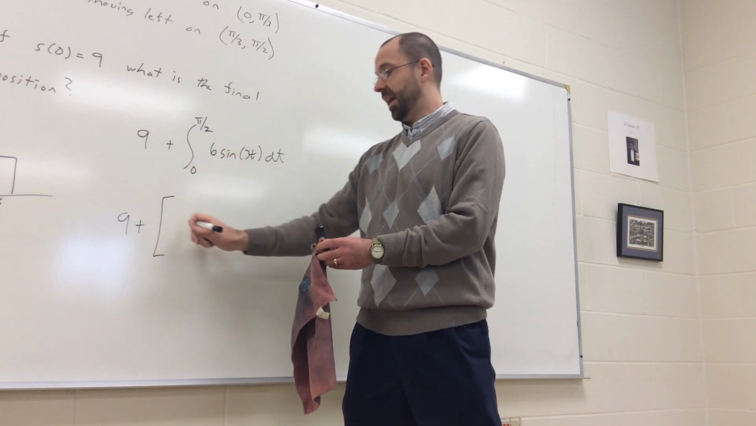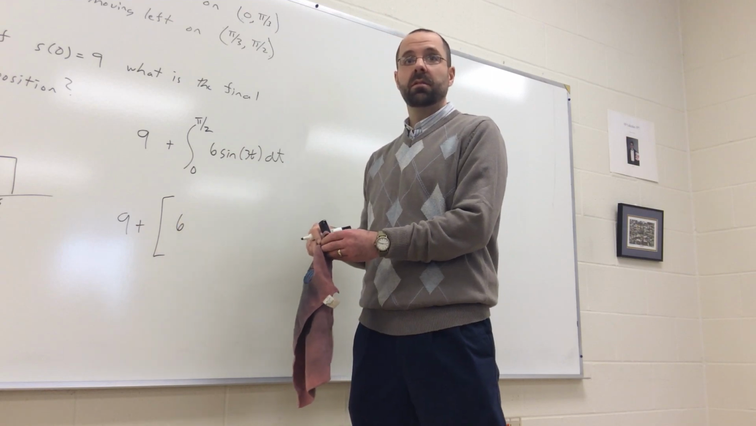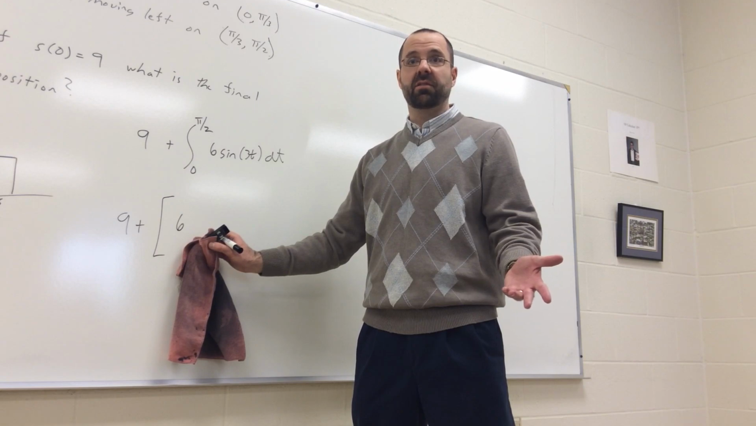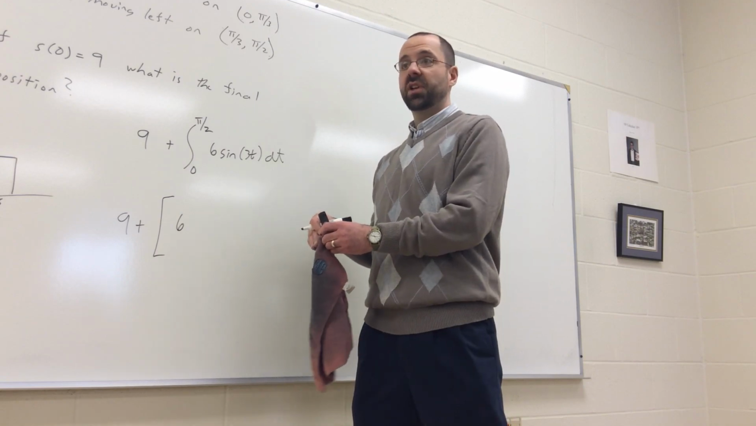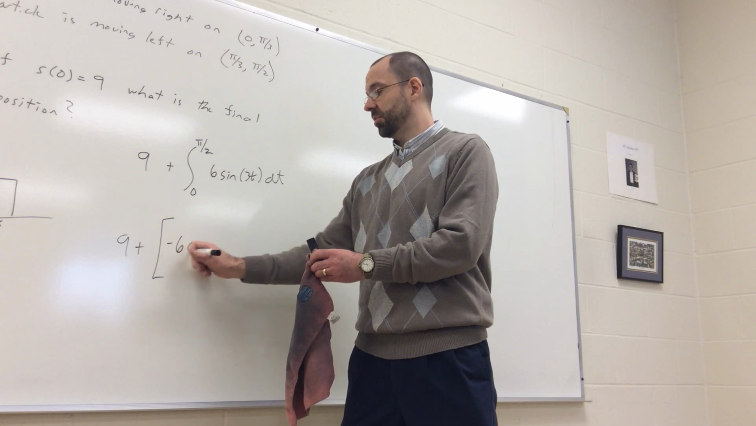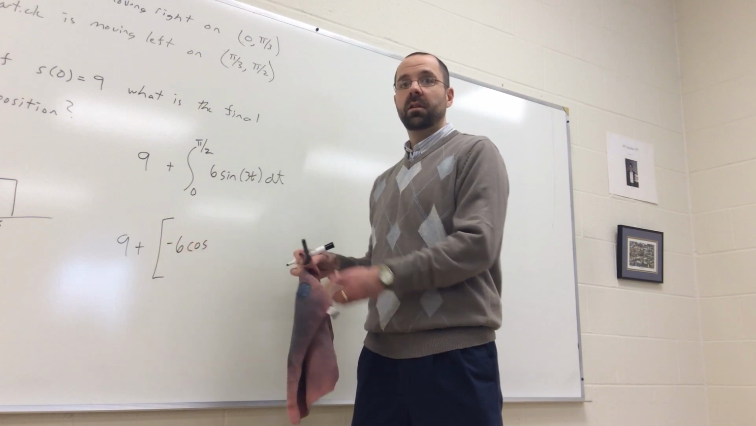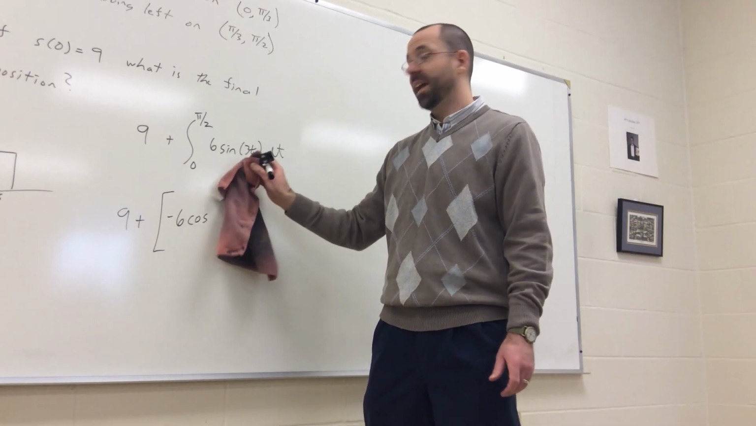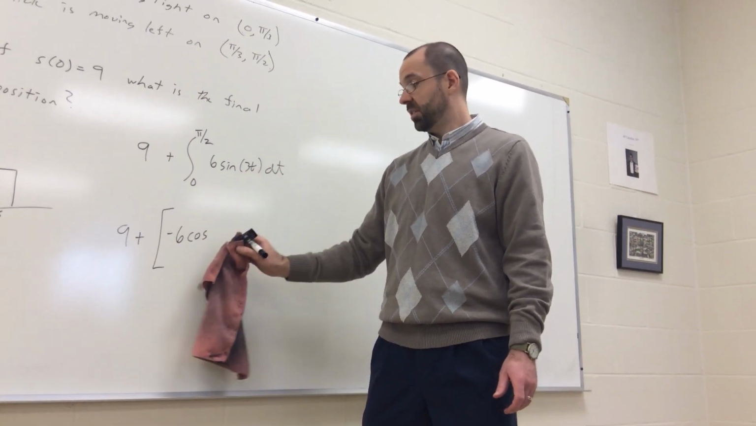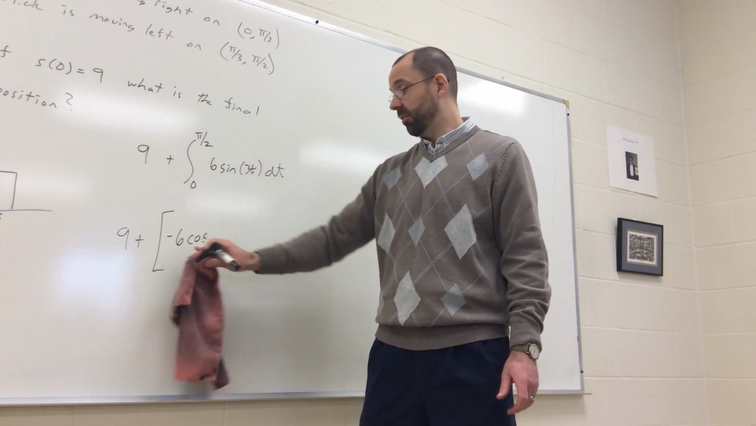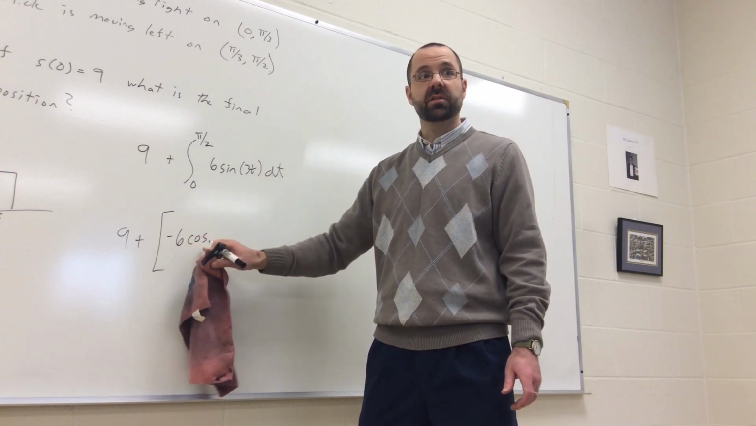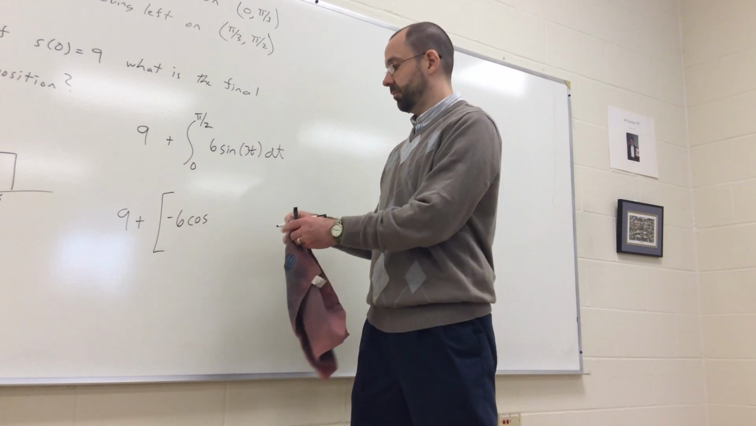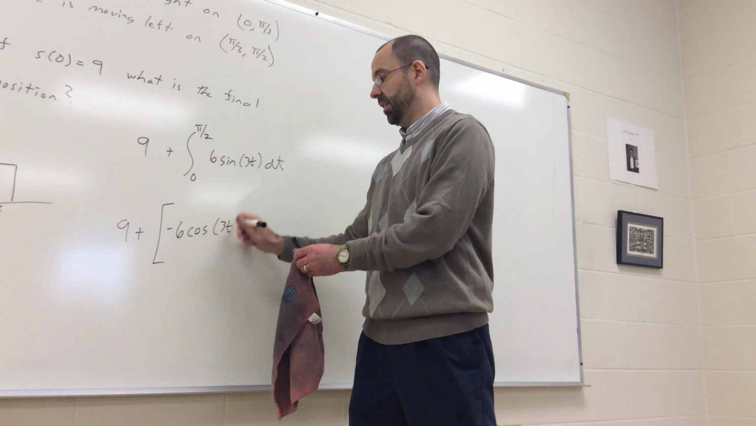So the 6 is just hanging out, because it's a constant. It doesn't affect the antiderivative. The antiderivative of sine is negative cosine, because the derivative of cosine would be negative sine. So if we wanted to get positive sine for our derivative, we need an extra negative hanging out to cancel out that other negative that's going to pop up. And then cosine of 3t, right?